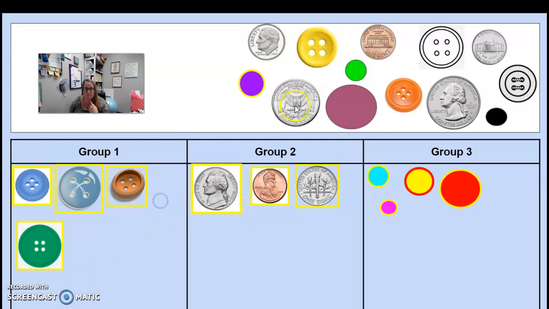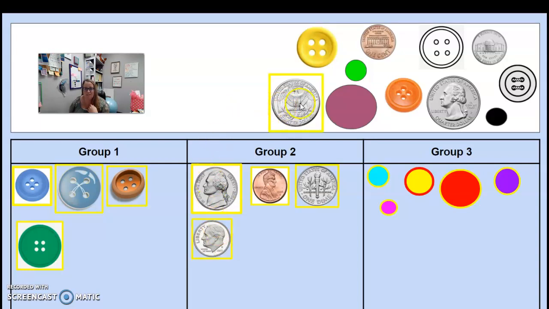All right, let's see. Where's this one going to go? 1, 2, or 3? That's right, it's going to go in group 3. What about this one? Where do you think it's going to go? Group 1, group 2, or group 3? Hopefully you said group number 2.